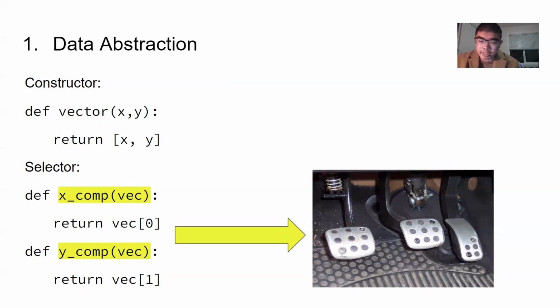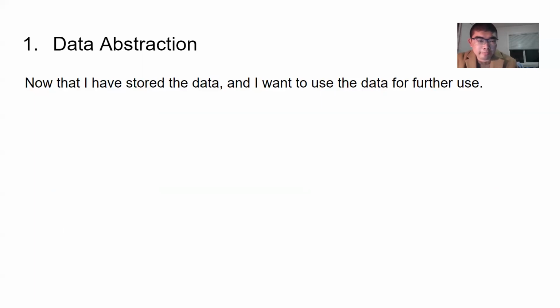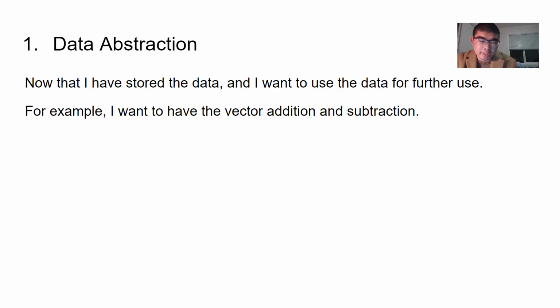So this is selectors. Now I have stored the data, and I want to use it for further use. For example, with vector addition and subtraction, I want to do some addition and subtraction between two vectors. So I want to write two functions, one for addition and one for subtraction, and then we will use the constructor and selector functions.